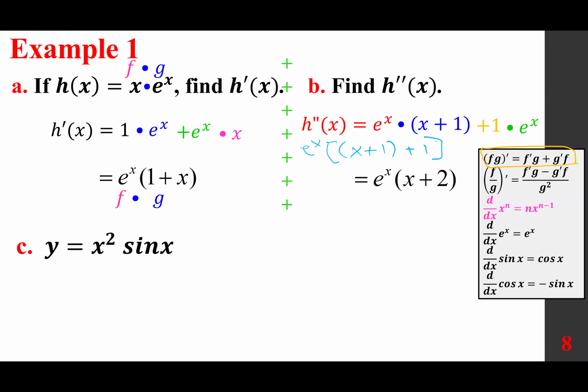What about this one? y equals x squared times sine x. You notice it is the product of x squared and sine x. We put a raised dot in between, and again, we call it f times g. And we use the product rule.